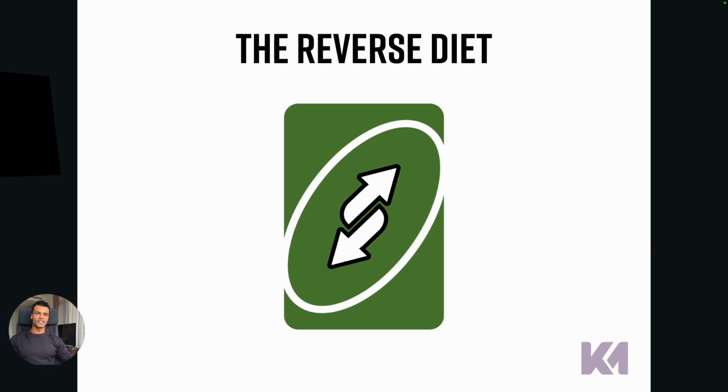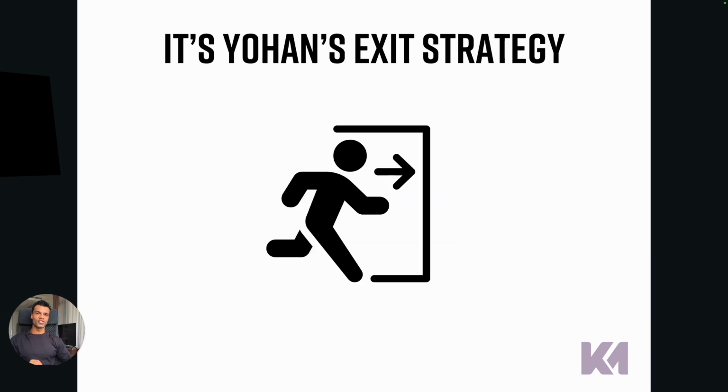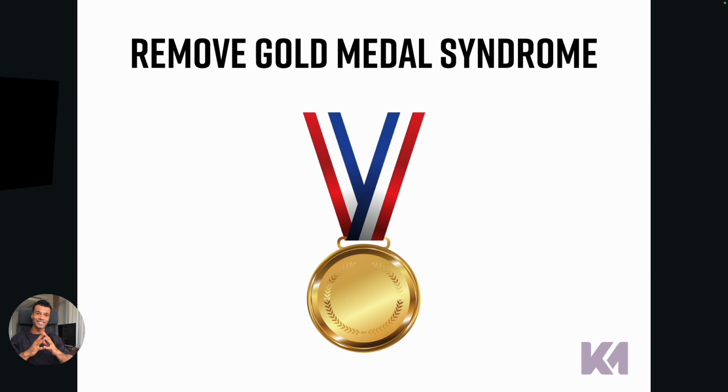So the reverse diet. This is what we're going to do. This is Johans' exit strategy. And this is going to help remove gold medal syndrome. That feeling at the end of a diet, once you got to your target weight, whereby you're like, yes, I've done it. Now I don't need to worry about my nutrition, my training, because I got to my target weight. And that's all I need to do. I can just completely stop. And that's typically what Johans has been doing before he puts all that weight back on again. And then he's back on another diet, this time maybe keto, next time maybe juice diet, whatever it is.